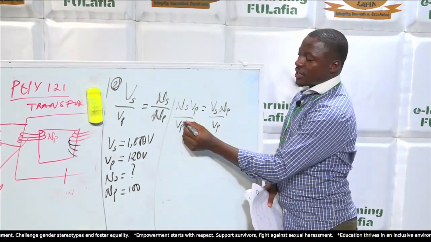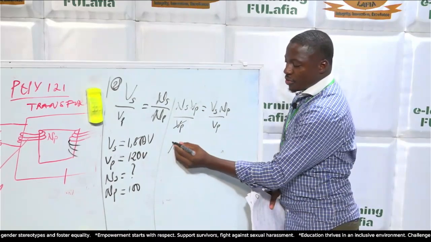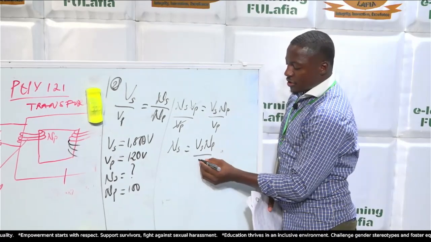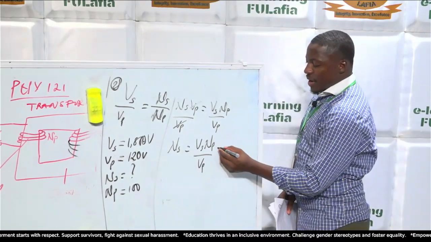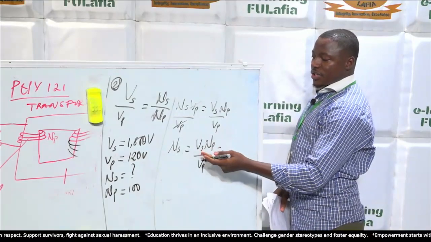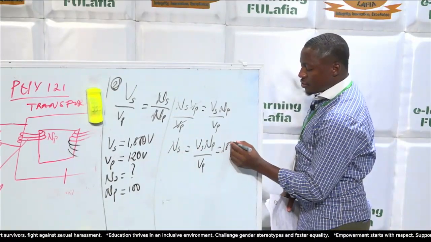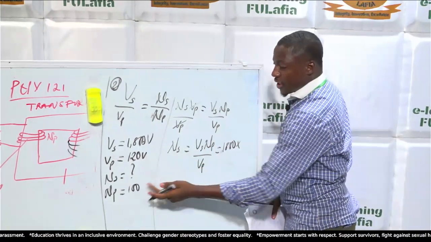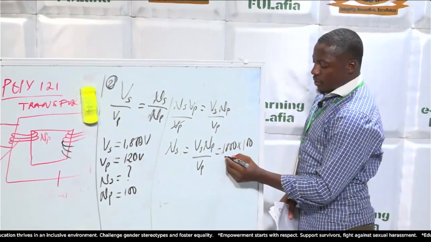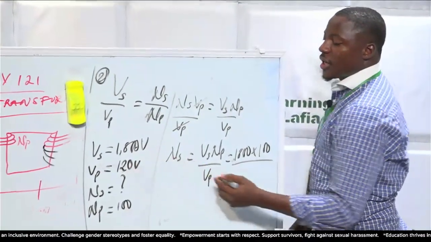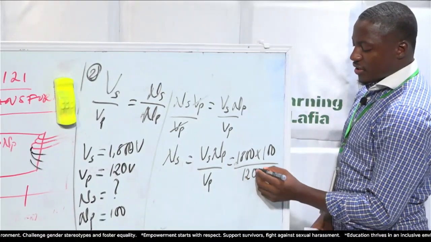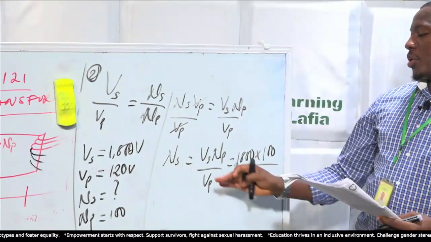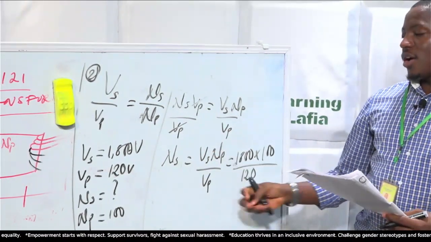At the end of the day, you see that the Vp here will cancel the Vp here, and you are going to be left with Ns equal to Vs Np all over Vp. Now you can key in your parameters and solve your problem. Your Vs, which is the voltage in the secondary, is given as 1800, times Np, which is the 100, the number of turns in the primary, all over Vp, which is the voltage in the primary, which is 120 volts. By the time you punch your calculator, you'll have a figure. So I'll leave you to finish this and get the answer for this one.